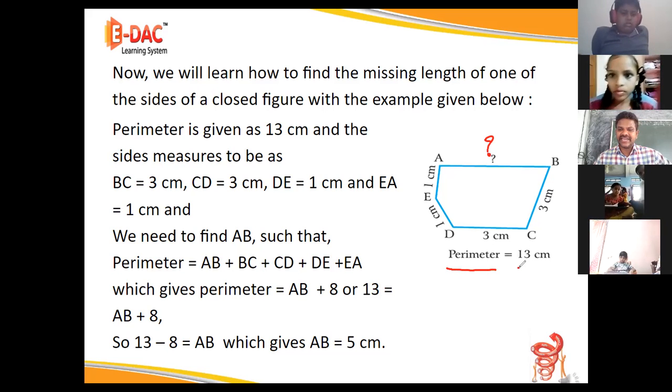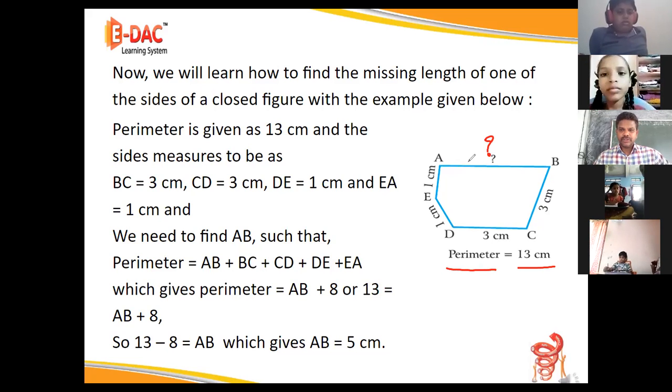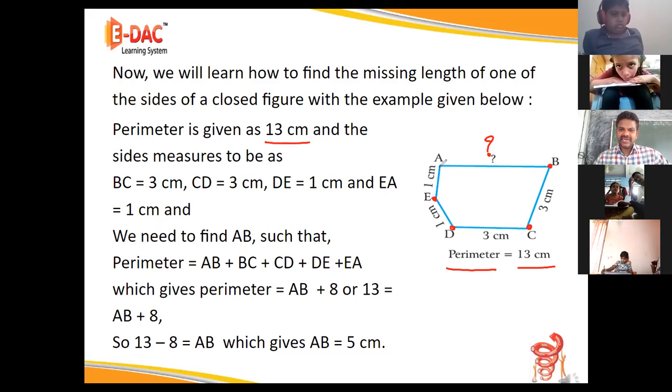మొత్తం perimeter ఇచ్చేసారు ఇక్కడ. ఇప్పుడు ఎలా ఫైండ్ చేయాలనేది మనం నేర్చుకుందాం. How to find the missing length when the perimeter is given. So perimeter ఇచ్చినప్పుడు ఏదైనా ఒక లెంత్ మిస్ అయితే then ఎలా ఫైండ్ చేద్దాం. The perimeter is 13 centimeters, and BC, CD, DE and EA are given, and AB is not given, so we have to find it.